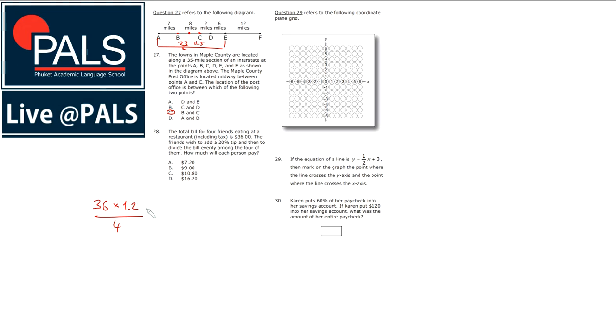And using a calculator for this calculation, we will quickly get to the result, 10.8, which is answer C. 29 refers to the following coordinate plane grid. If the equation of the line, here we have the equation now from the previous page, is y equals 1 over 2x plus 3, then mark on the graph the point where the line crosses the y-axis.